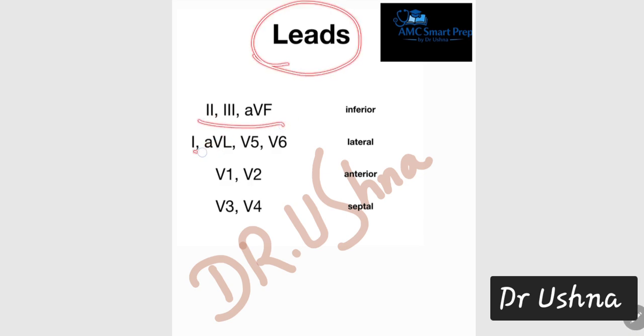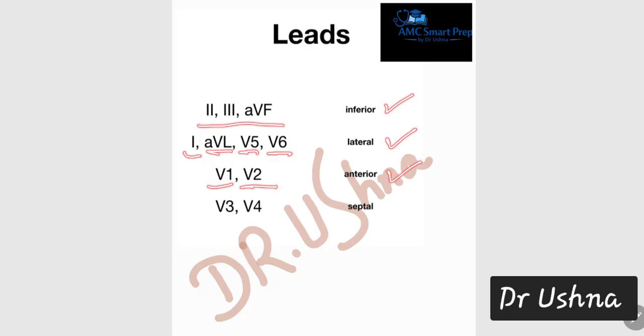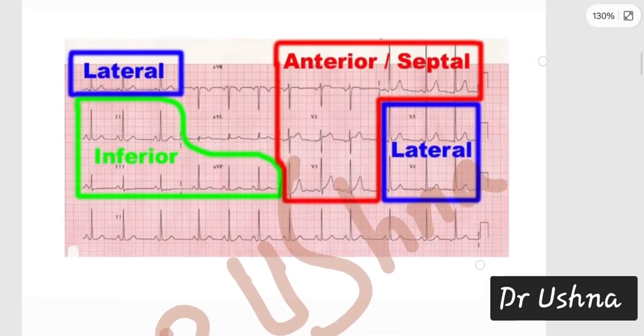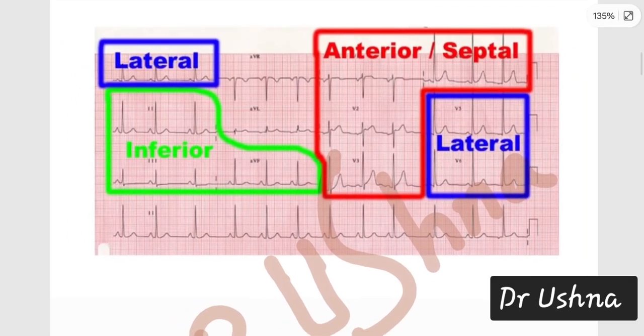So these are the leads of the ECG, that is inferior, lateral, anterior, and septal, the basic territories of your ECG interpretation. 2, 3, AVF is the inferior leads, then 1, AVL, V5, V6 is the lateral one, V1 to V2 is anterior, and V3, V4 is the septal territory. By looking at just a visual picture, you will not be able to memorize everything, but on the ECG, this is how the ECG leads look.